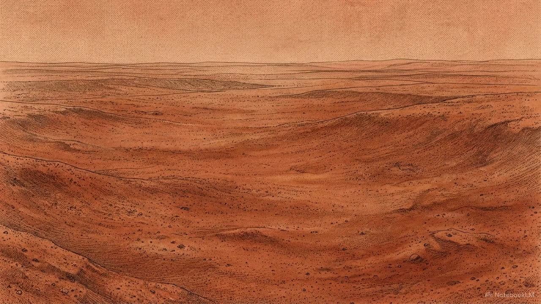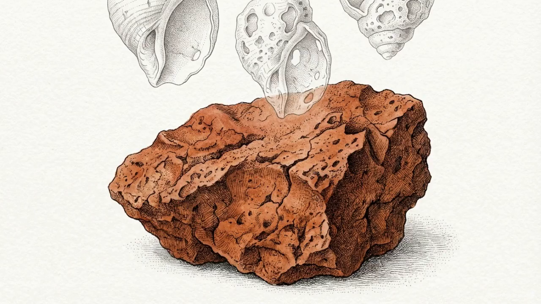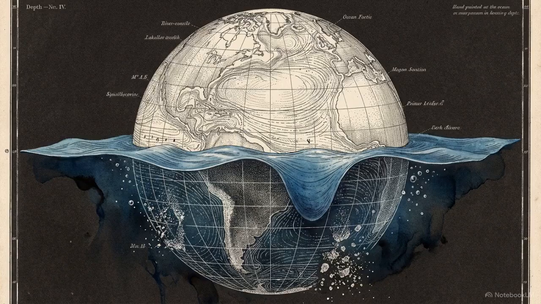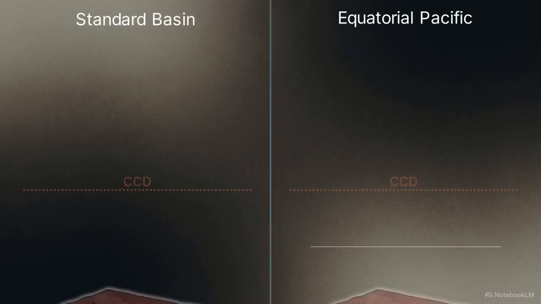Red clay covers over a third of the global seafloor. It dominates the abyssal plains not because it is abundant, but simply because it is the only solid material durable enough to survive the ocean's corrosive depths. The CCD is not a static, flat plane that uniformly wraps around the globe. This comparison illustrates how the depth of the CCD actively fluctuates.